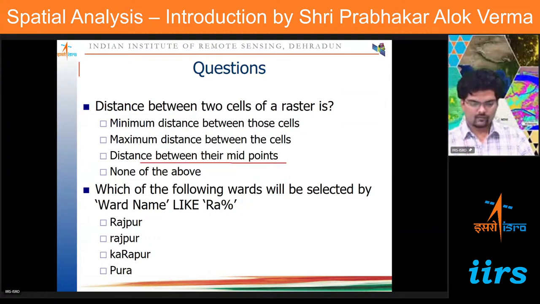So now, if the LIKE operator is being used, which of the following will get selected? Word name LIKE RA percentage, which means a name which is starting with RA will get selected. So here, this RA will get selected. This will not, because it is case sensitive.